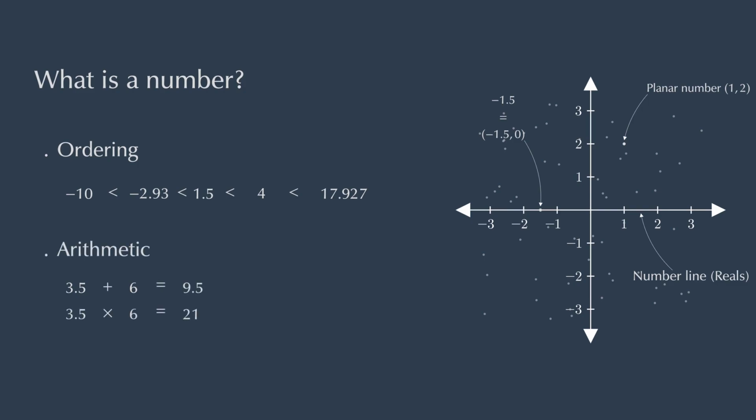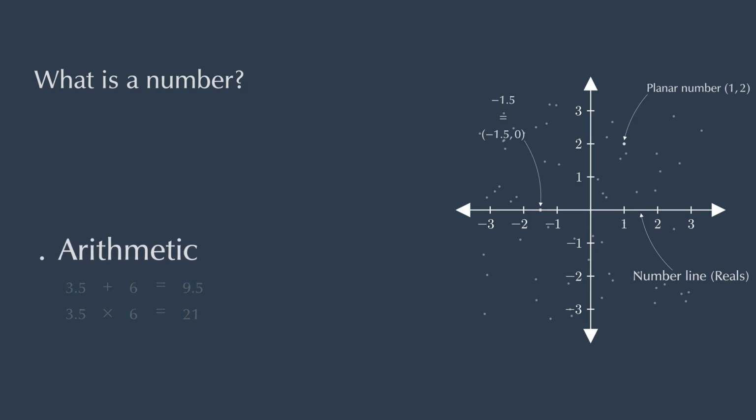Now, how can we think of our 2D points as numbers? Do they also have ordering among them? Can we do arithmetic on them? It turns out that we cannot do ordering of the 2D points, but as we will see shortly, we are able to do arithmetic on them just fine.